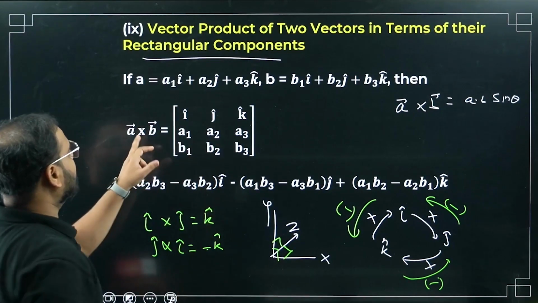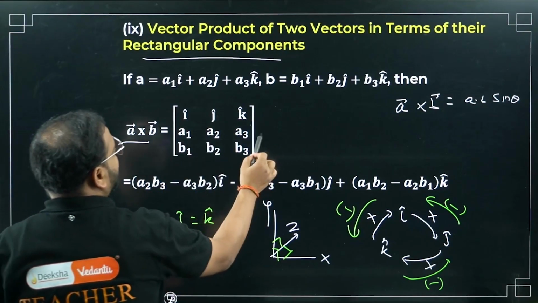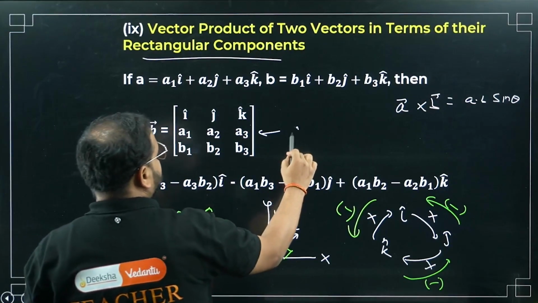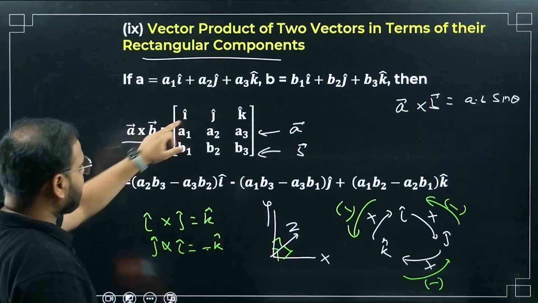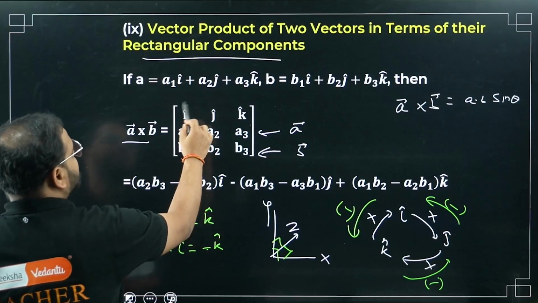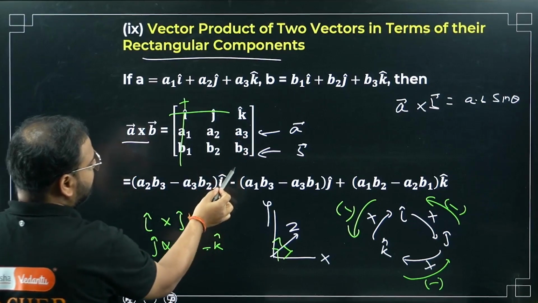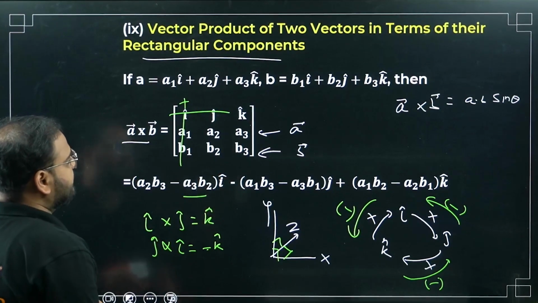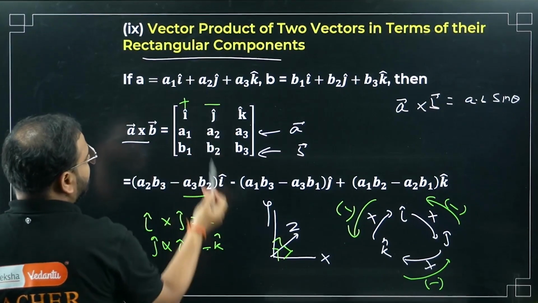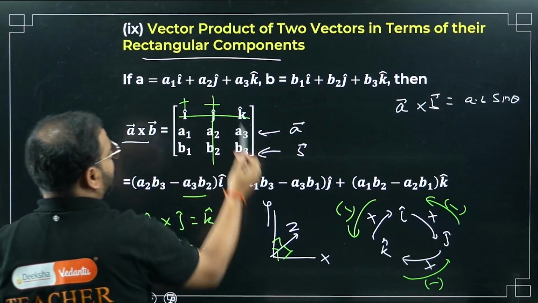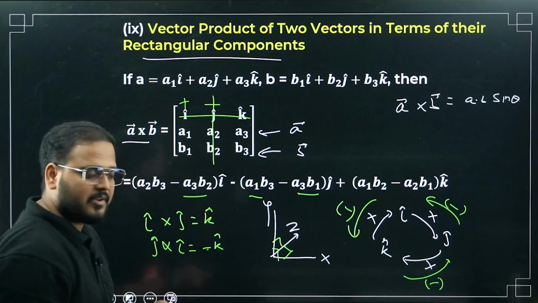From here, please check. A cross B will be given by I cap, J cap, K cap as the first row. Write the second row as the components of vector A, and the third row as the components of vector B, and find the determinant from here. For I cap, the sign is positive. I cap times what? You cancel this row and column, so A2 into B3 minus A3 into B2. Same way for J cap, a minus sign will come. You take out the remaining rows and columns: A1 B3 minus A3 B1. This is J cap.